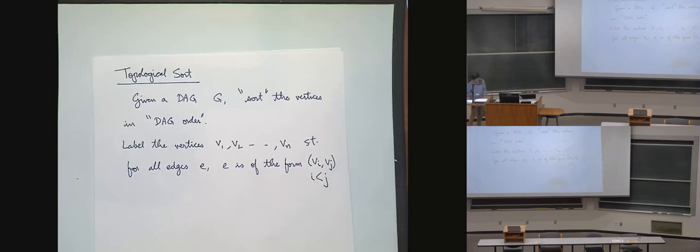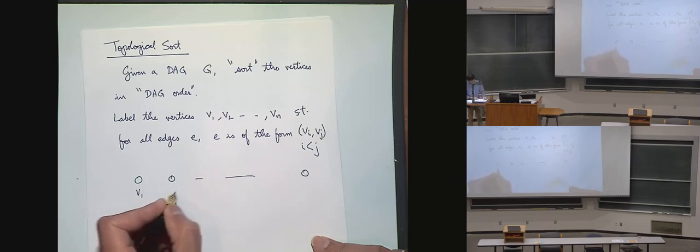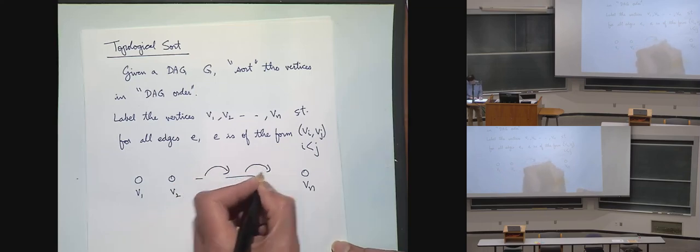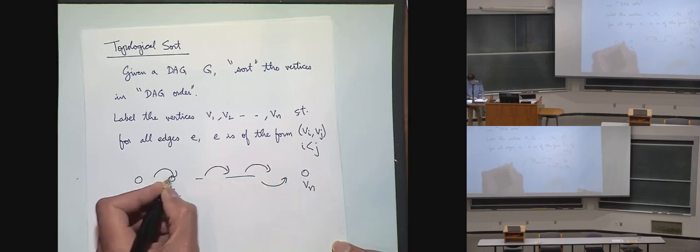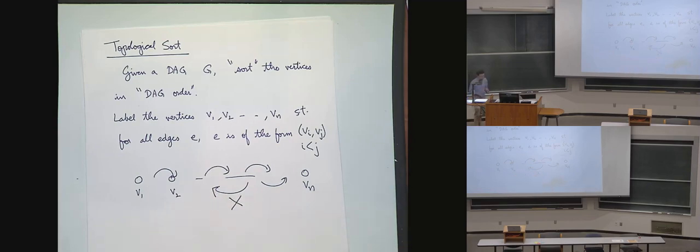This is just a lot of wording. All it says is that you want to basically put all the vertices in order so that all edges only go in the forward direction. This should not happen. This should not happen. Does that make sense? That's what a topological order of a DAG is.